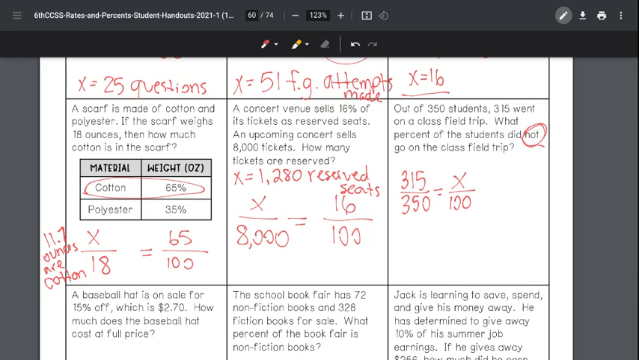Cross multiply and divide. 315 times 100 equals 31,500. If you divide that by 350, x equals 90. So 90% of the students went on this field trip. 100% minus the 90% equals 10% did not go on that field trip. Final answer is 10% did not go.